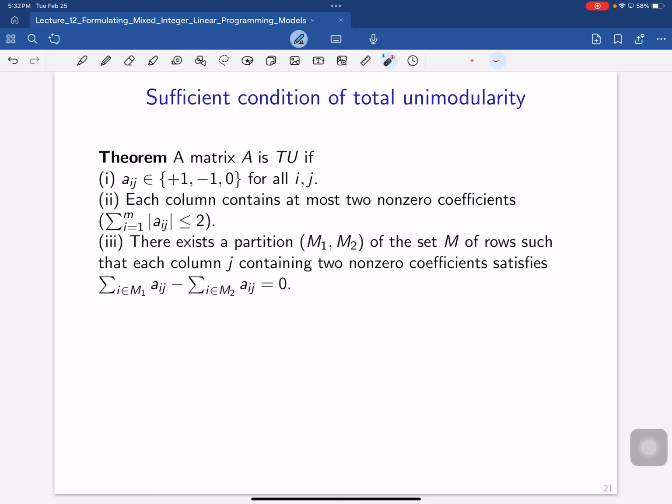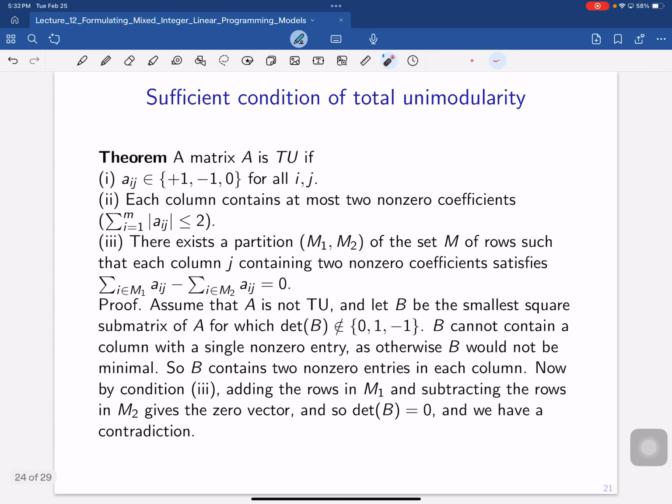Basically, you can partition the rows, and now you check each column. The values on the first partition and the values on the second partition in each column are equal to each other. Okay, so let's just assume this is true. I'm going to skip the proof, and then I will show you an application where total unimodularity holds, and it has a very strong implication. Okay.